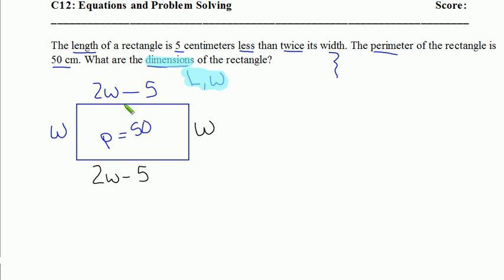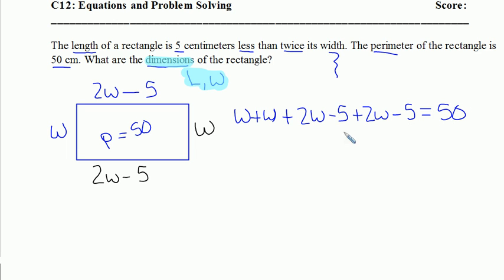Well, we know perimeter is just add up all the sides. So let's add up all the sides. If I add W plus the other width W plus the top, which is 2W minus 5, plus the bottom, which is 2W minus 5, it's supposed to equal the whole perimeter, which we were told is 50. Let's clean this up. I have 2W, plus 2 more is 4W, plus 2 more is 6W. Minus 5 and minus 5 is a total of minus 10, and that equals 50.